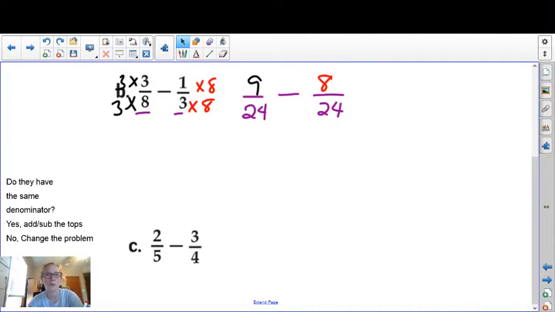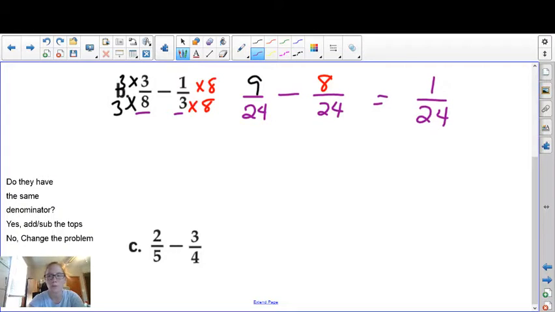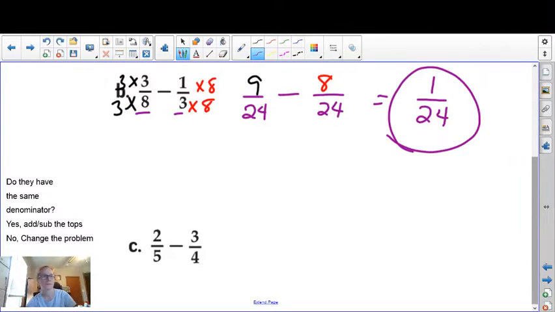That's some of the cool parts of the smartboard, is I can just move things after I've already written it. But there's a bunch of other stuff that's not fun to deal with. Oh, I don't want black. Let's go back to my purple color. And then 9 minus 8 is just 1, and that cannot reduce any farther. So 1 over 24.